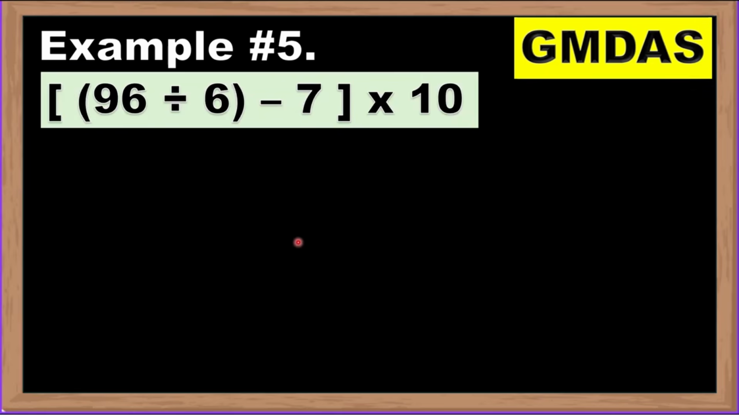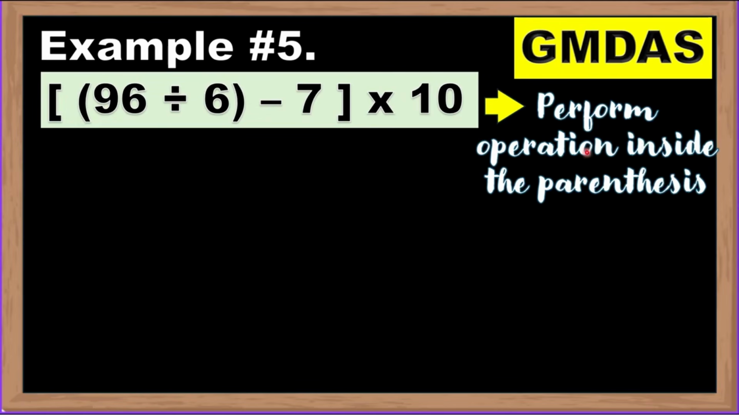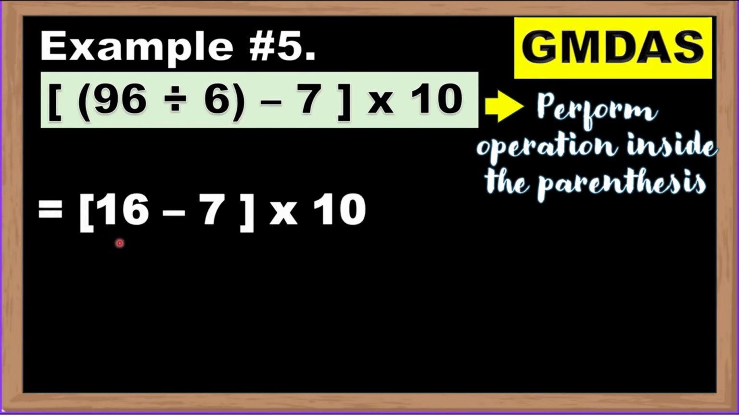Next, for example number 5. In this example, again, using the GMDAS rule, we solve the operation inside the innermost parenthesis, which is 96 divided by 6. Again, the first step is to perform the operation inside the parenthesis, which is 96 divided by 6. The answer is 16 minus 7 times 10.